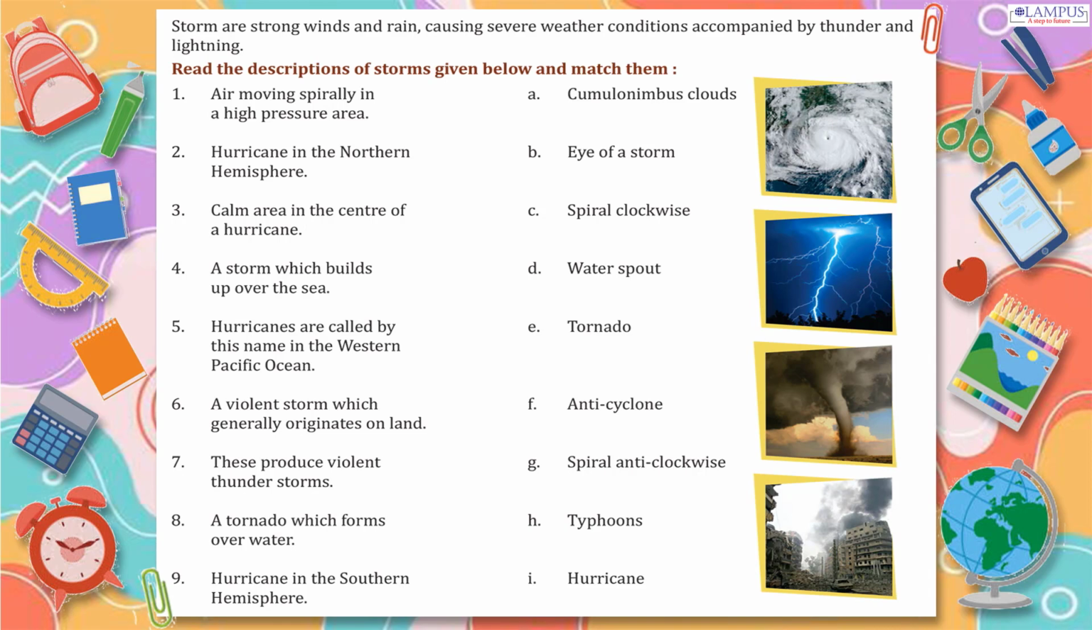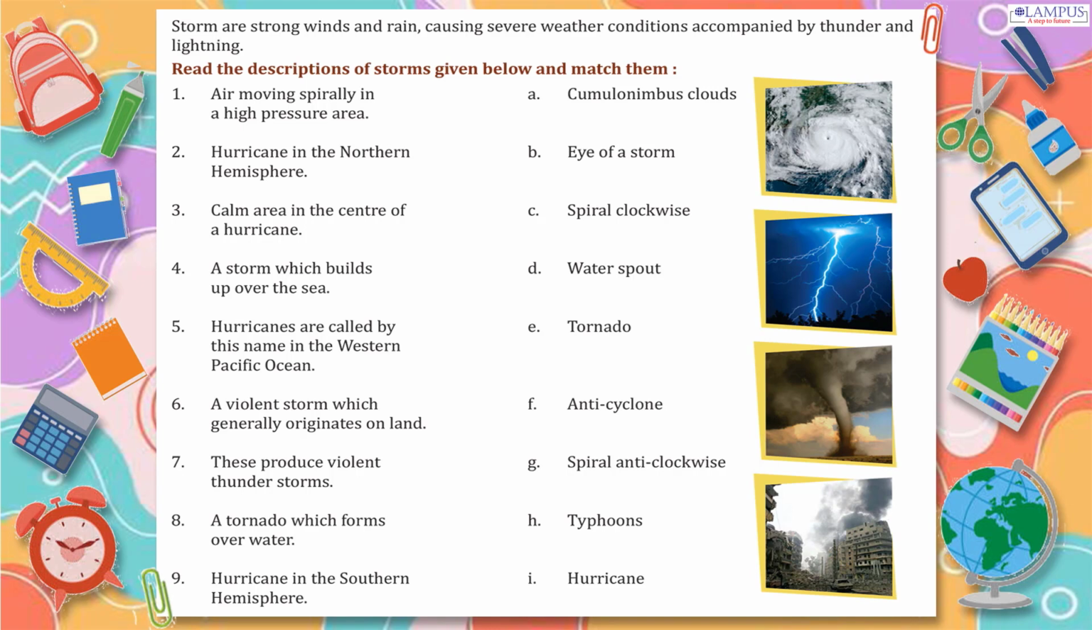1. Air moving spirally in a high-pressure area. 2. Hurricane in the northern hemisphere. 3. Calm area in the center of a hurricane. 4. A storm which builds up over the sea. 5. Hurricanes are called by this name in the western Pacific Ocean. 6. A violent storm which generally originates on land.